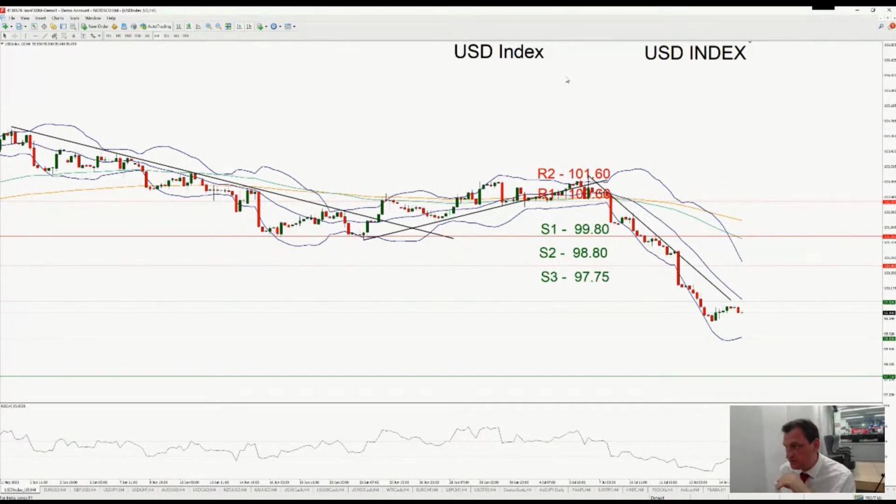In front of your screens, you have the US dollar index. It's the 4-hour chart. All charts to be presented are of the same time frame, unless otherwise stated. First thing we note is definitely we need some changes here. The S1 was broken, but the index seems to be stabilizing.